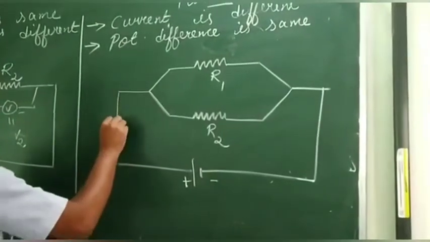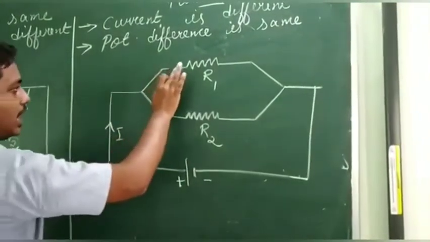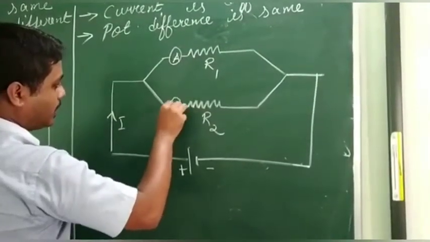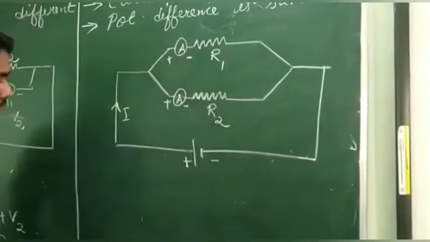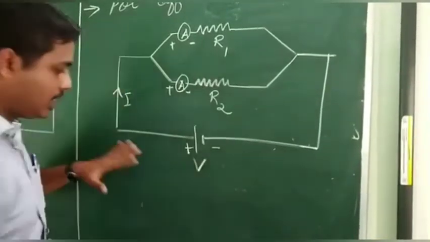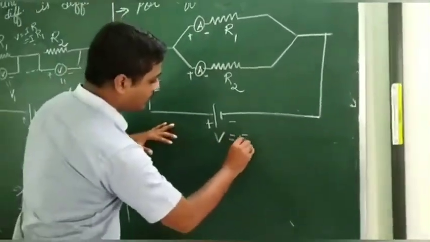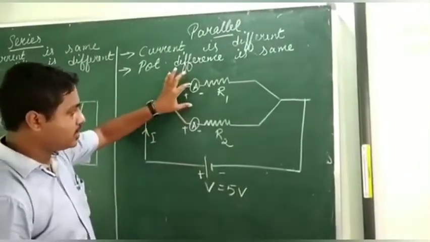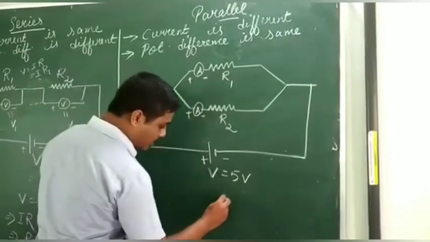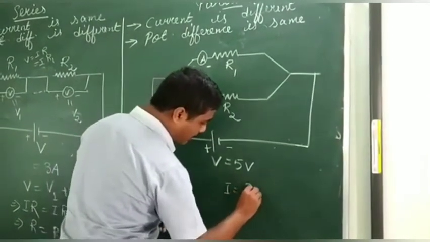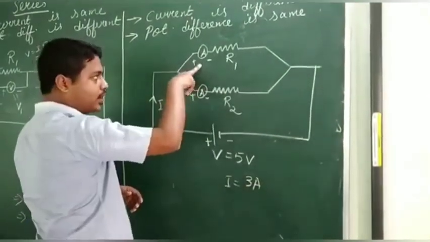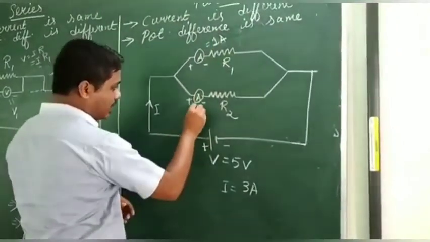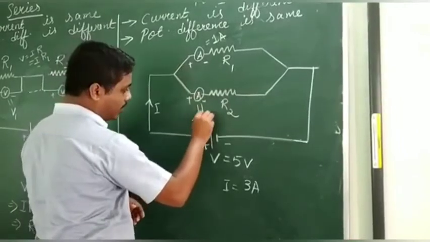The current will be flowing in this way. If I use an ammeter here and an ammeter here, what will be the reading you will get now? Again I am connecting a V volt, suppose it is a 5 volt battery. When this current flows through this resistor, suppose the total current is 3 ampere. Across the first resistor, you may get a reading of around, suppose, 1 ampere. Across the second resistor, you will get a current reading of 2 ampere.